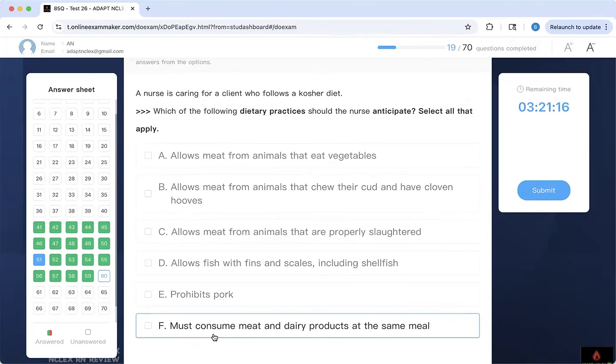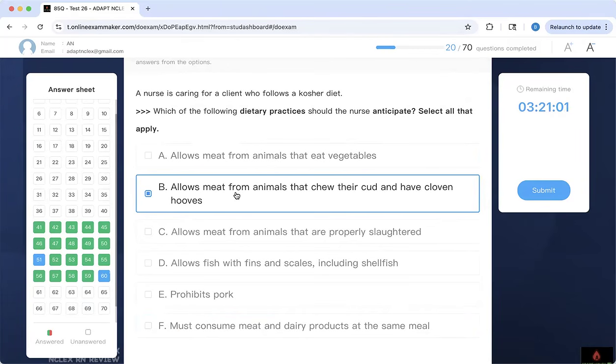What do you think? They don't allow meat from animals that eat vegetables. No, no, no. They allow meat from animals that chew their cud and have cloven hooves. That's what they do. The animal has to be properly religiously slaughtered.